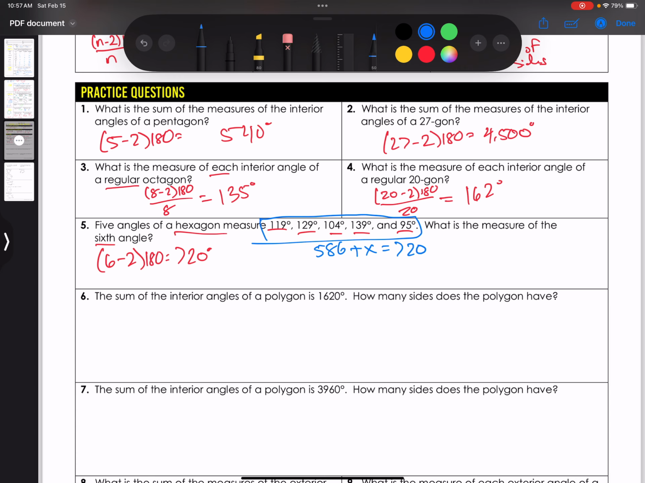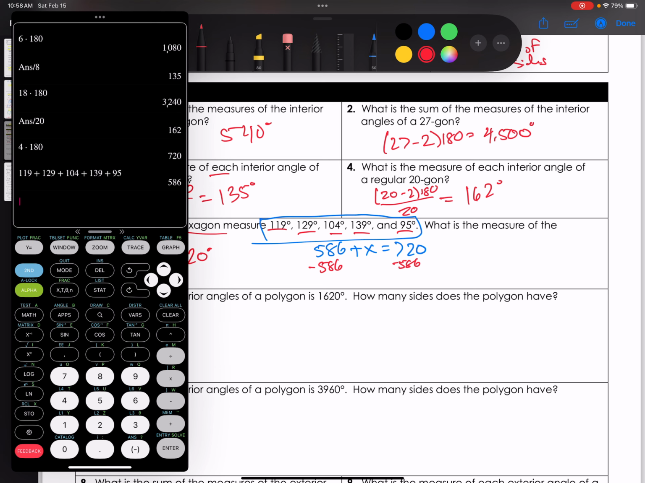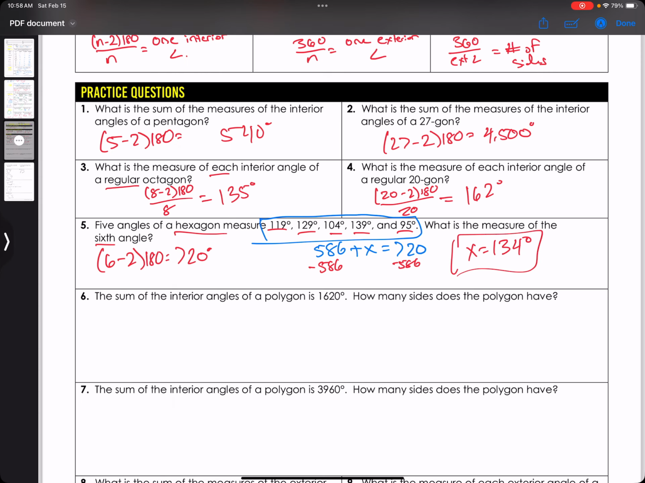All right, so for this one, all we've got to do is subtract what we know from the total. That was the same thing as with the triangle. Whatever we knew, like if it was 45 and 45, that would be 90, subtract 90 from 180, and we got another 90. So let's see what's going to come up here. 720 minus 586 gives me 134 degrees for my missing angle.